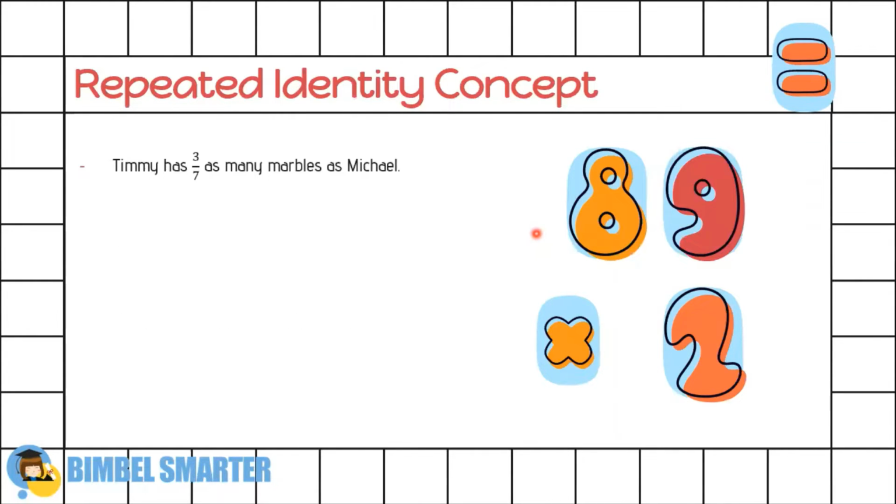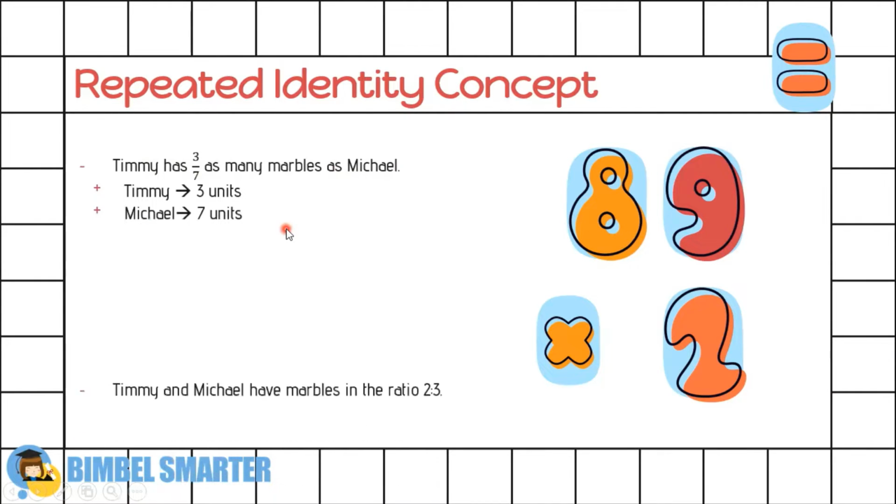Timmy has 3/7 as many marbles as Michael. Well, if you read this kind of question, remember the first person has the numerator number and the denominator belongs to the second person mentioned at the back. Okay, so that means Timmy has 3 units and Michael has 7 units.